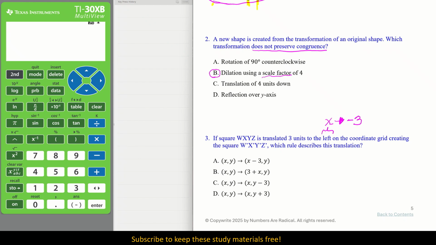It's better if I put the arrow going to the left. So that would mean we're going to the left, and that implies that we are subtracting 3 on the coordinate grid, creating the square W prime, X prime, Y prime, Z prime. Which rule represents this translation?